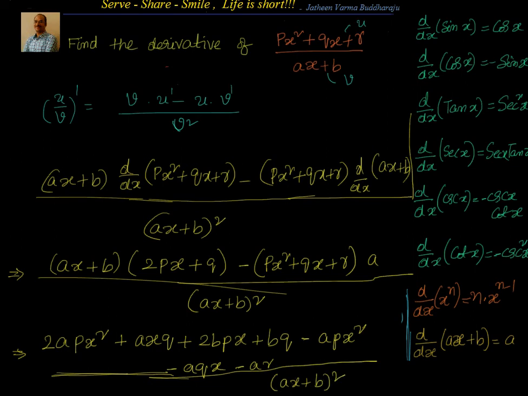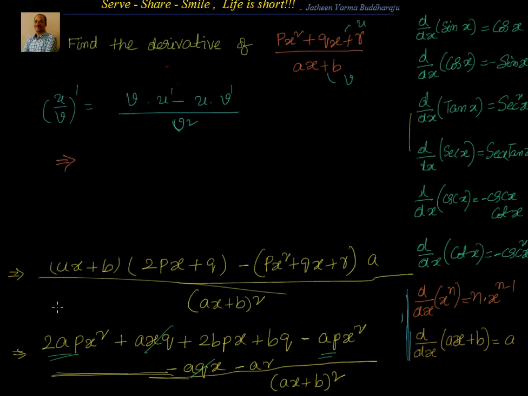Let us see if we can cancel any terms. aqx cancels and we are left with, and you can see 2apx square minus apx square, so I can simplify that. That is 2apx square minus apx square, so it is apx square plus 2bpx plus bq minus ar divided by (ax plus b) whole square.